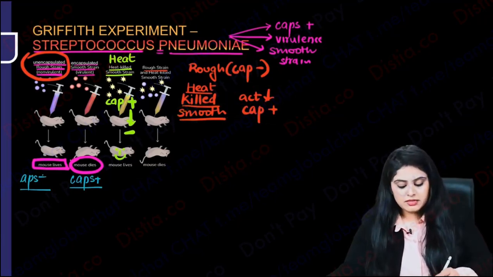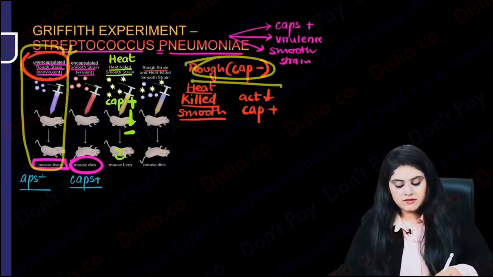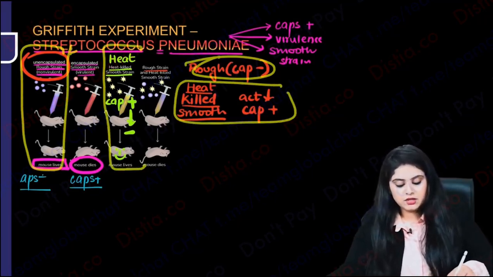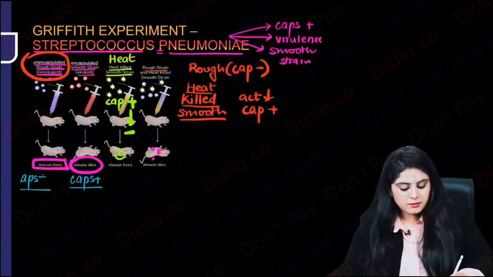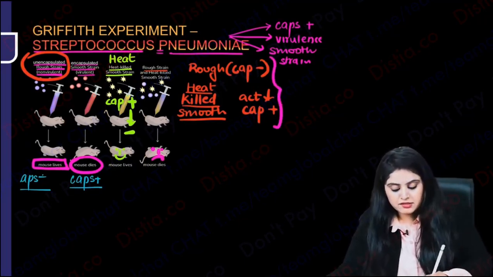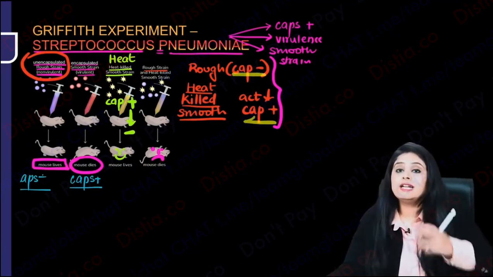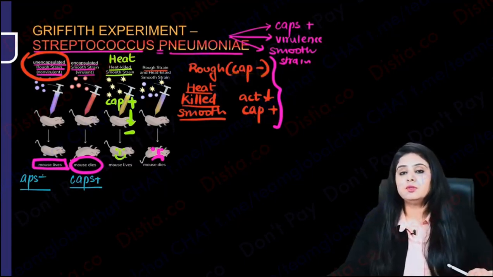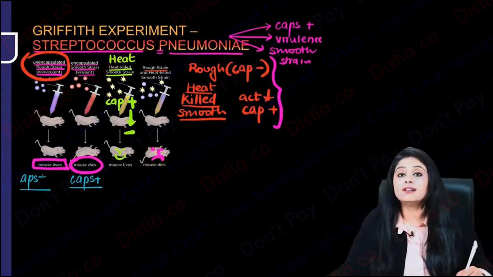Because individually when you used a rough strain, your mouse survived. Individually when you used a heat killed strain, your mouse survived. But when you're using them together, you have realized that your mouse has ended up dying. Why? Because both of them transferred some material to each other. Although this had a capsule and this did not, it ended up transferring the capsule to it. It ended up transferring the virulence factor to it. As a result, in the end, my mouse ended up dying.